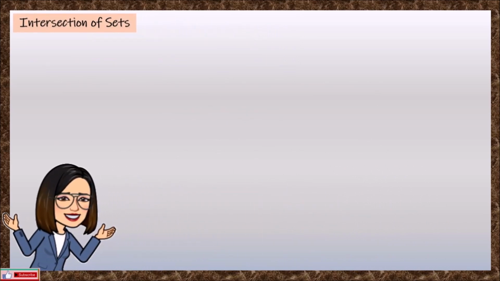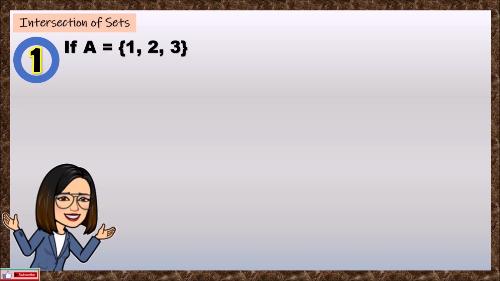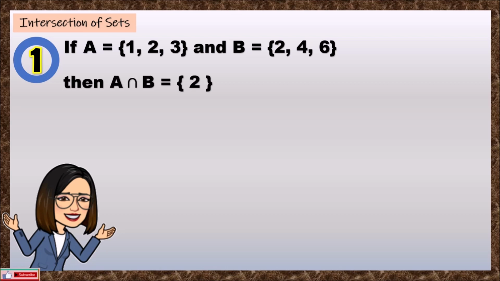Let's use the examples given earlier. If A is equal to a set whose elements are 1, 2, and 3, and B is equal to a set whose elements are 2, 4, and 6, then A intersection B is equal to a set whose element is 2, because the only common element in A and B is 2.